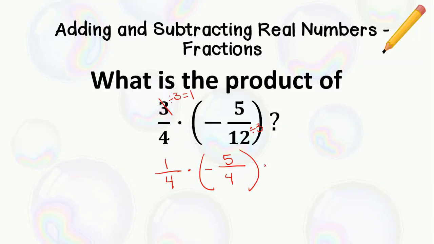So now I'm just going to multiply my numerators, multiply my denominators. 1 times negative 5 is negative 5. And 4 times 4 is 16. So my final answer is negative 5/16.